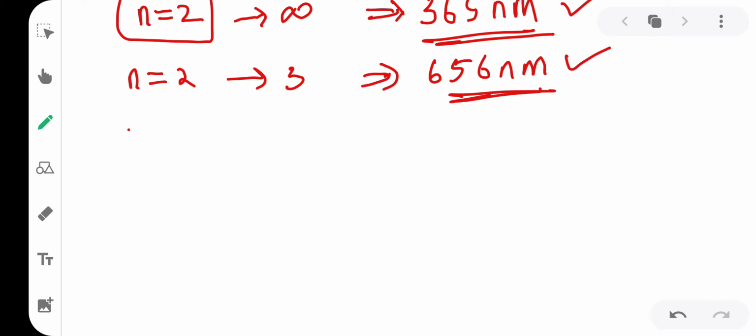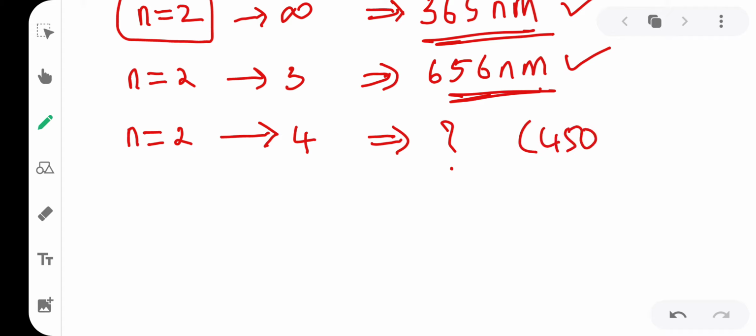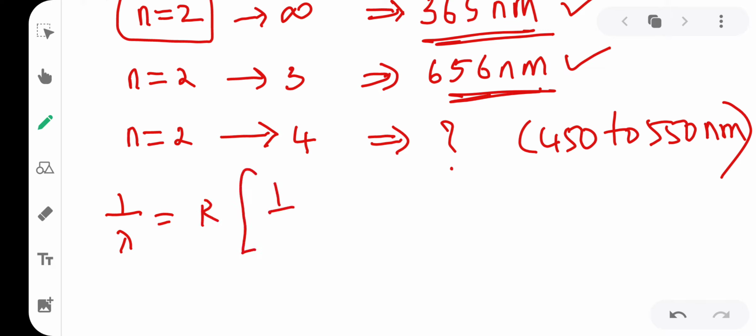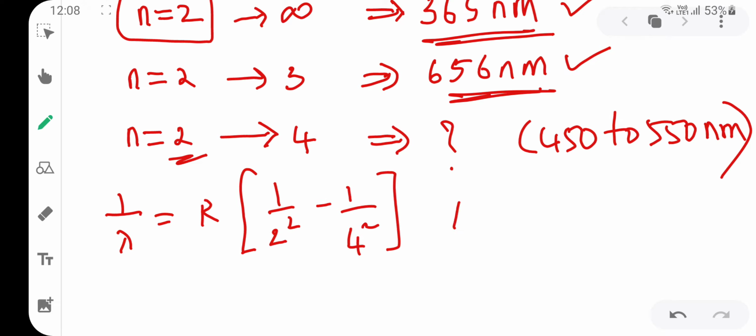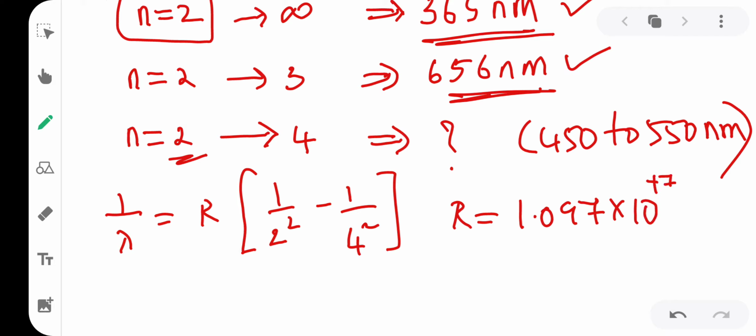Roughly, I can try the next one, n equal to 2 to n equal to 4. So we will find out the wavelength and see whether it is coming in the range of 450 to 550 nanometer. So 1 by lambda is equal to R into (1 by 2 square minus 1 by 4 square). R has the value 1.097 into 10 to the power of plus 7 meter inverse. We will substitute this in the formula.